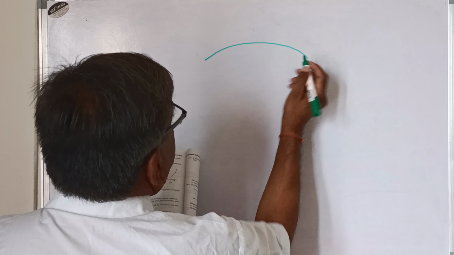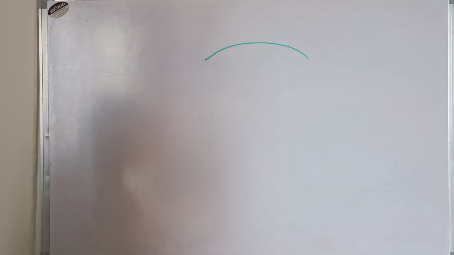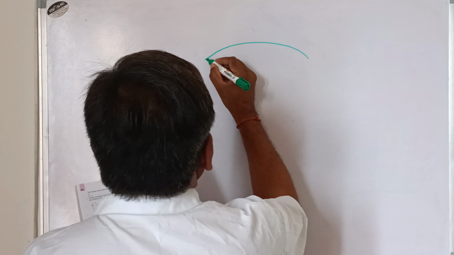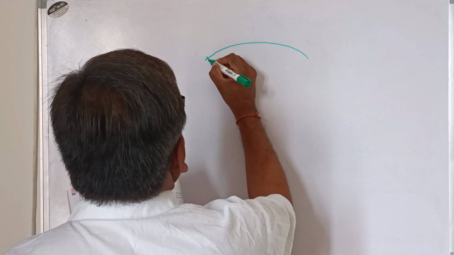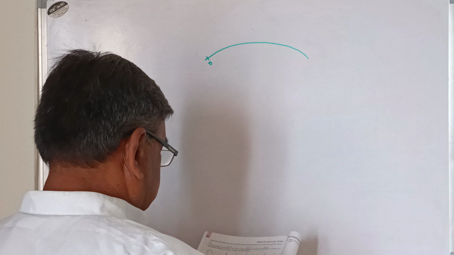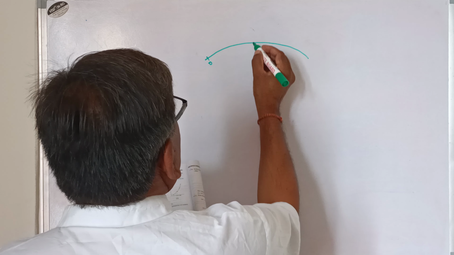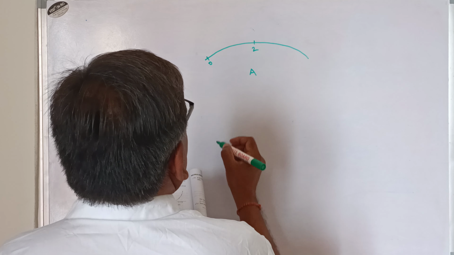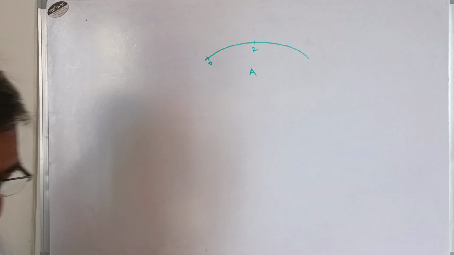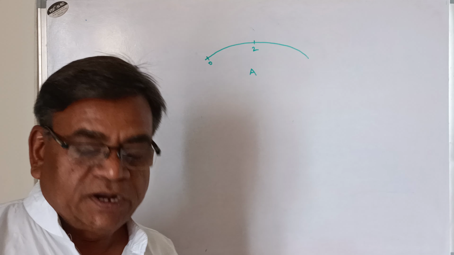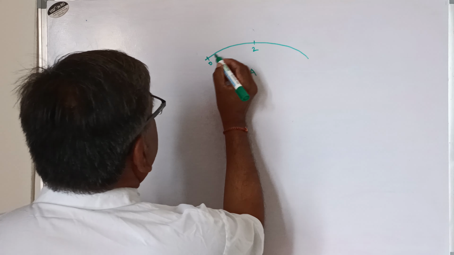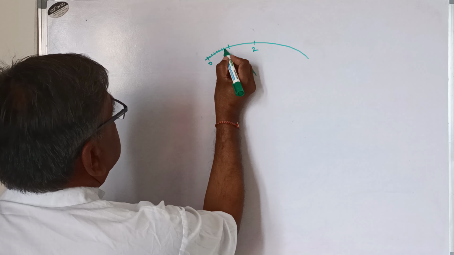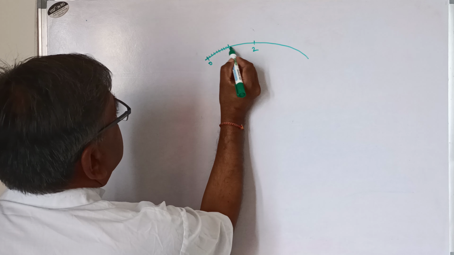This is the dial of the ampere meter, ammeter. Here it starts at 0 and here is 2 ampere. This is ampere meter A. The question says that there are 20 divisions between 0 and 2. 0 aur 2 ke beech mein 20 divisions hai. 1, 2, 3, 4, 5, 6, 7, 8, 9, 10, and here also 10.